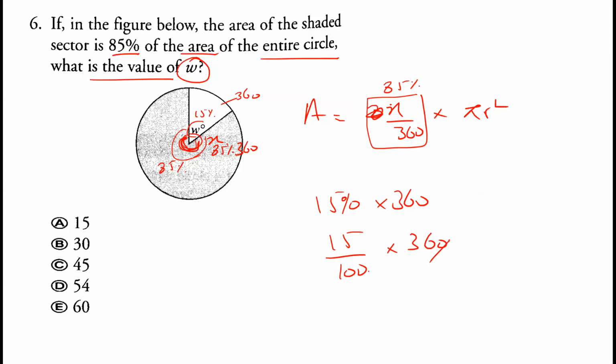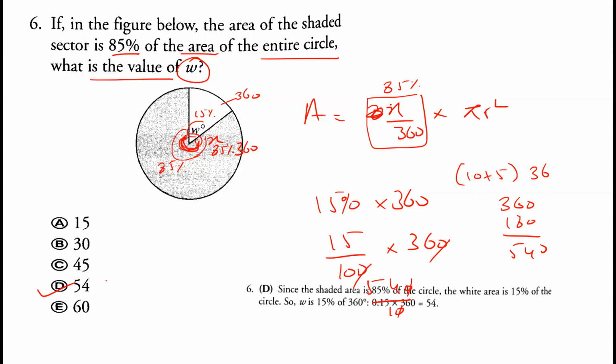So the zeros cancel out. So we have 15 into 36, or we can say 10 plus 5 into 36. So 10 into 36 is 360. 5 into 36 is 180. This would be 540. So 540 divided by 10 is 54. So the correct option is D.